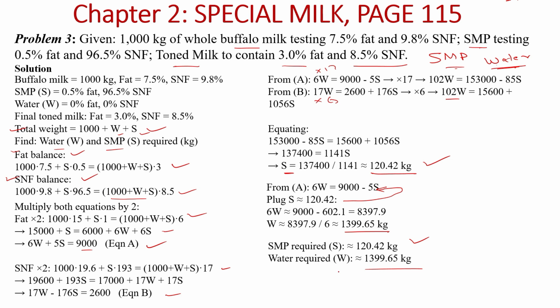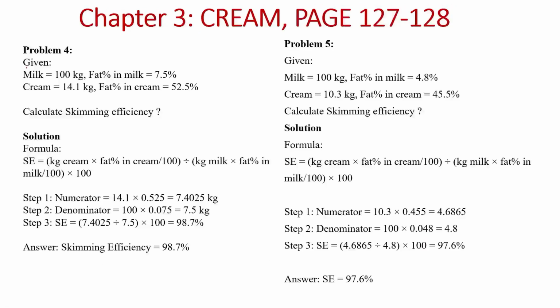So this type of problem is solved by framing three equations: the fat balance, the SNF balance, and the total weight balance. We then have two equations, and we have to eliminate one variable first. After getting the answer for one variable, we can derive the second variable's answer by putting it in one of the equations. Okay, now let us see the fourth problem.